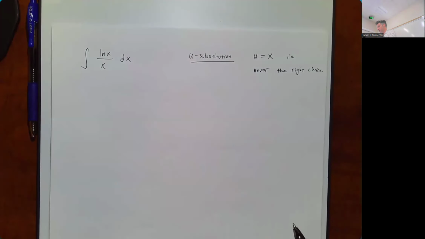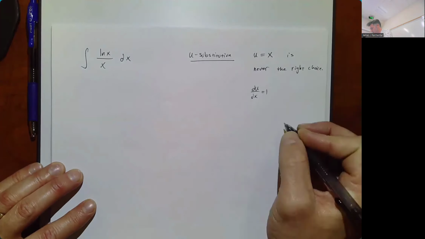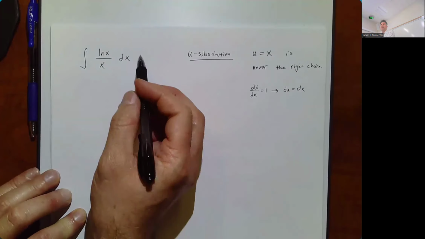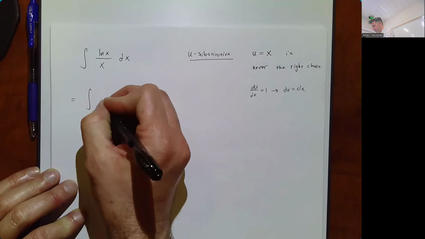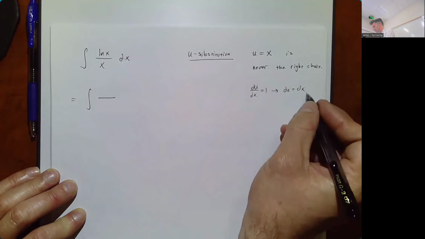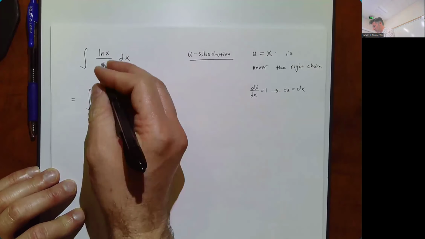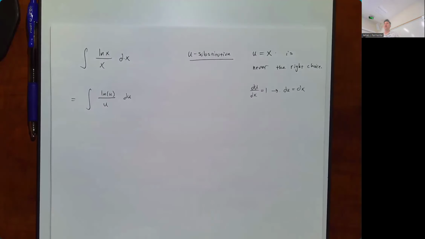And here's why. If we let u equal x, the derivative is just 1. So du is equal to dx. And if I rewrite this integral, well, here's what I'm going to get. I'm going to get the integral of, well, dx becomes du. x is equal to u. And the natural log of x is the natural log of u. And all I've really accomplished is rewriting the same exact integral with a different letter, which hasn't gotten me anywhere.